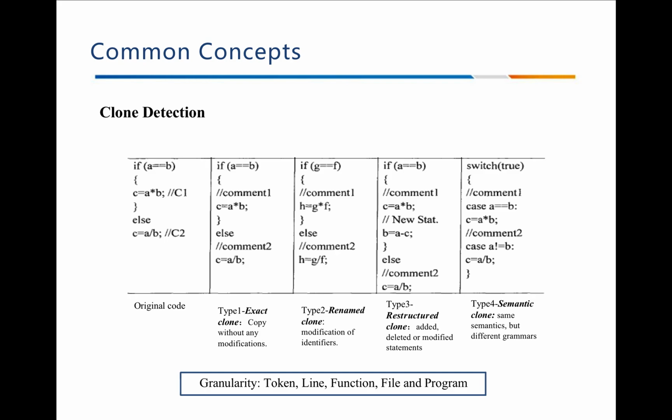Also, the granularity of clone detection is divided into 5 granularities, including token, line, function, file, and program. The research on detection of clones mainly focuses on the first 2 types, but we found that the third type will also introduce vulnerabilities. But the current tools cannot effectively detect them. As for the 4th level, we think that the semantic clone will destroy the original vulnerability in most cases, so the type 4 clone was not considered in this study.